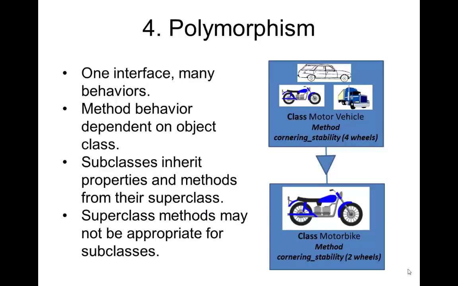Polymorphism. Polymorphism is the idea of one interface but many behaviours. And the behaviour, or the method behaviour, is dependent on the class of the object that it's being run on, or that it's related to. So we know that subclasses inherit the property of methods from their superclass. Yeah?